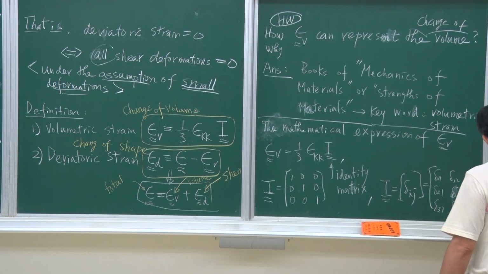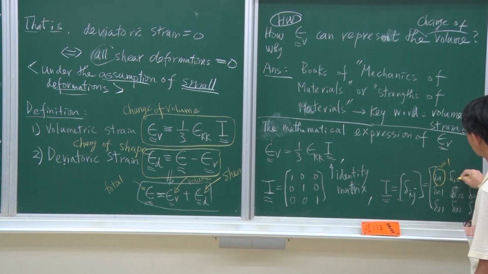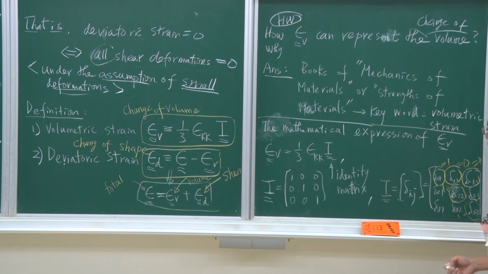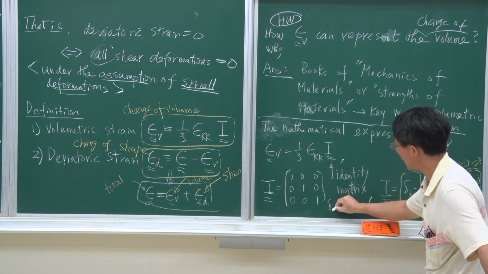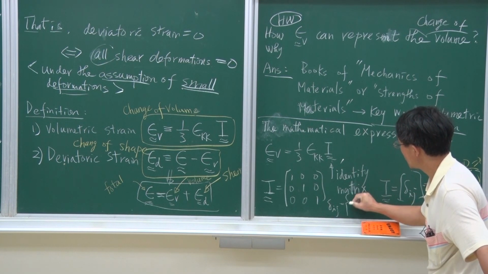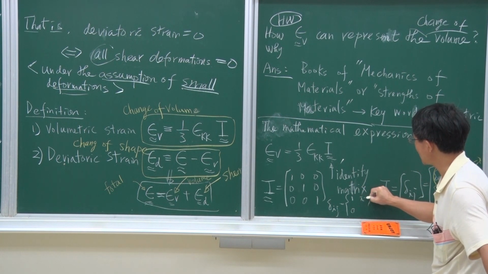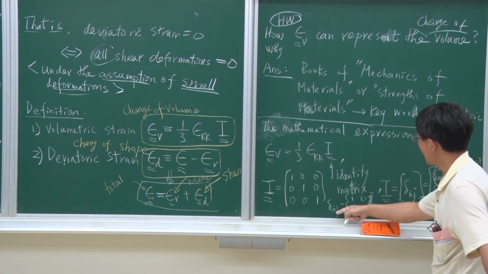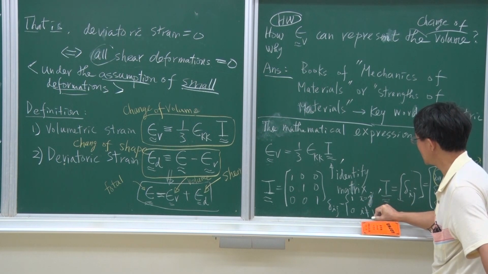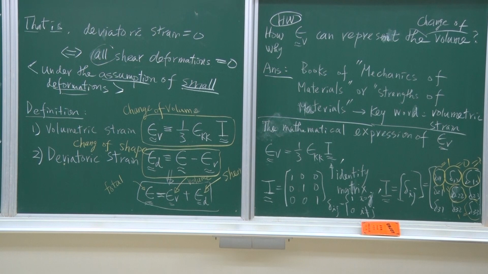Then this one equals 1, this equals 0, this equals 0, this equals 1, this equals 1. So the Kronecker delta has the property that delta ij equals 1 if i equals j. If i does not equal j, it is equal to 0. This is the basic property of the Kronecker delta.